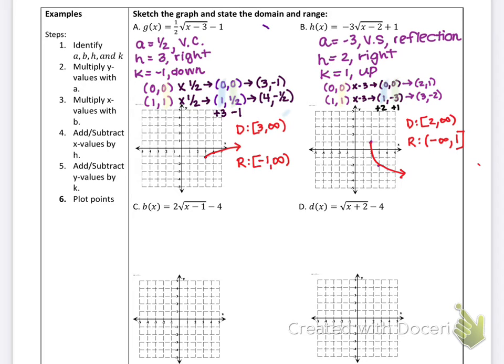So what I would like you to do now is I would love for you to pause the video and try C and D on your own. And then what we'll do is we'll go over C and D together as a class.